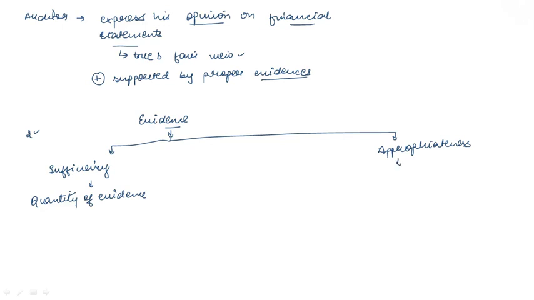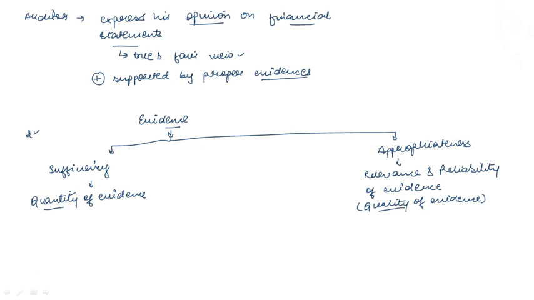After that, if I talk about appropriateness, they talk about the relevance and reliability of evidence. In short terms, you can say quality of evidence. Simple. Understood? Over here we are talking about quantity and over here we are referring to quality of evidence. Right? So, first of all, there are some factors.